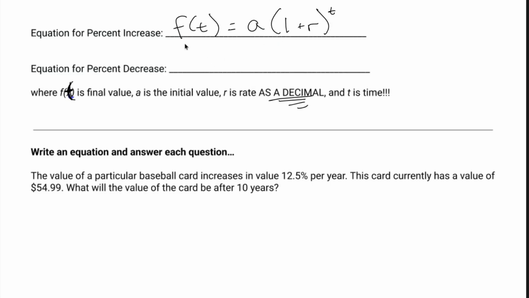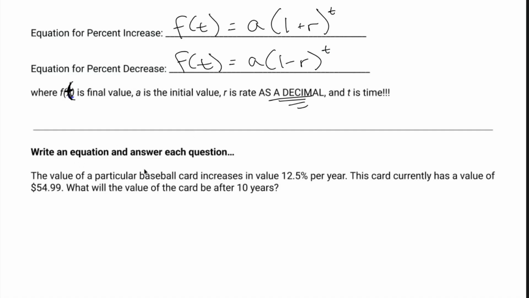So that's if I want to buy something, or if I put money into a bank and it increases by 1.2% every year, I would turn 1.2 into 0.012, and then I would put the amount of money, and then t would be time in years. This would be f of t. For decrease, it is a times 1 minus r, and that would be like a car depreciates in value by 10% per year. What would you do there?